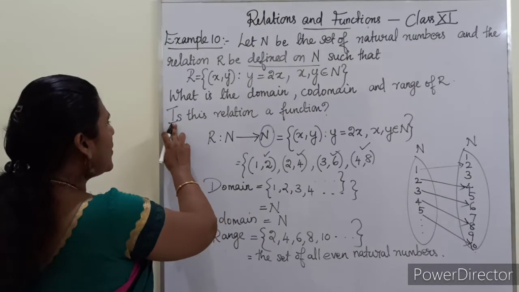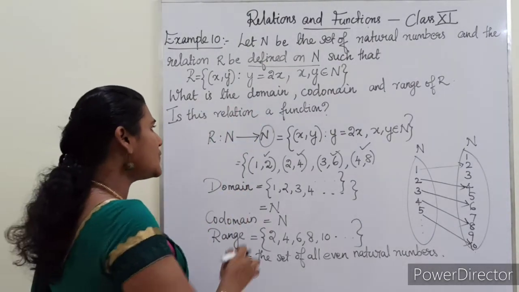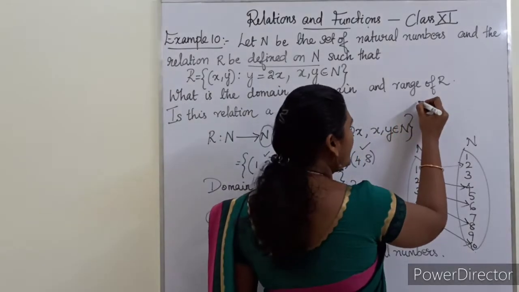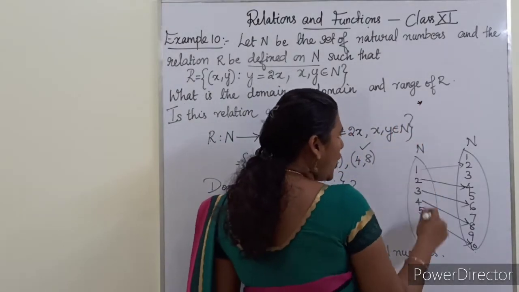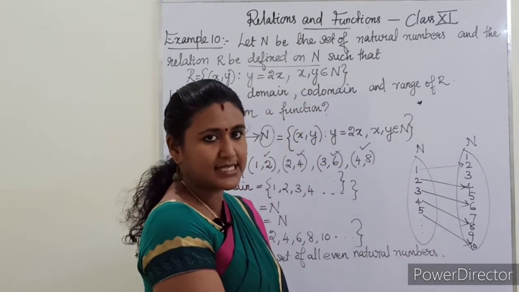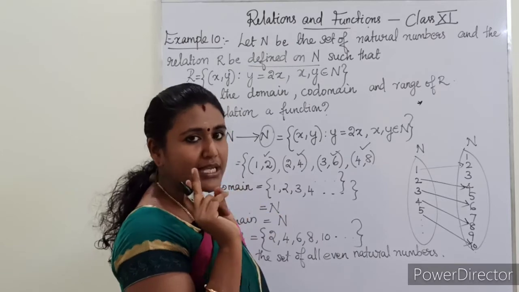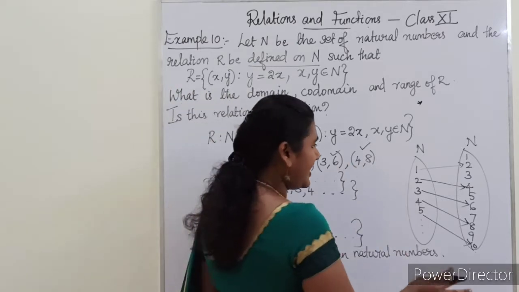Now we have one more question in this. Is this relation a function? So we have to check two conditions. First condition, all the elements of the first set should have an image in the second set, and it should have one and only one image. So these two conditions we have to verify here.